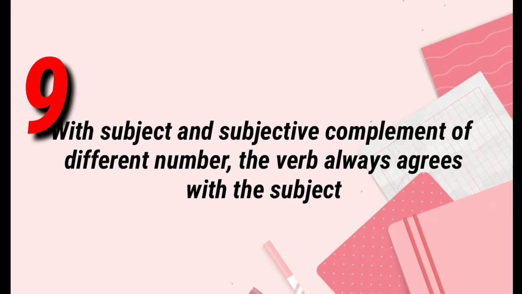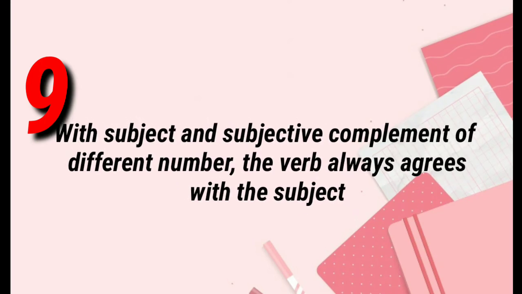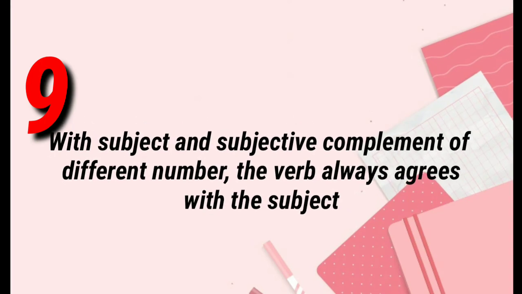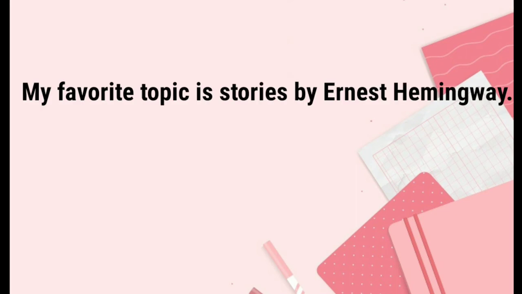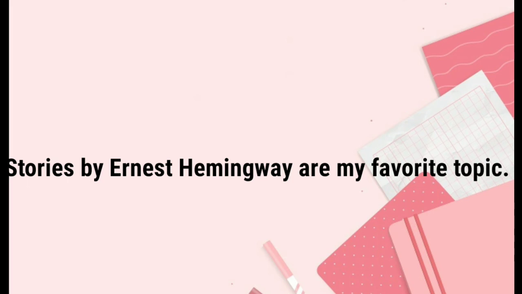So now let's proceed to the ninth rule, which states that with a subject and subjective complement of different number, the verb always agrees with the subject. So first we have the singular form of subject and verb: my favorite topic is Stories by Ernest Hemingway. Second, let's have the plural form of subject and verb: Stories by Ernest Hemingway are my favorite topic.